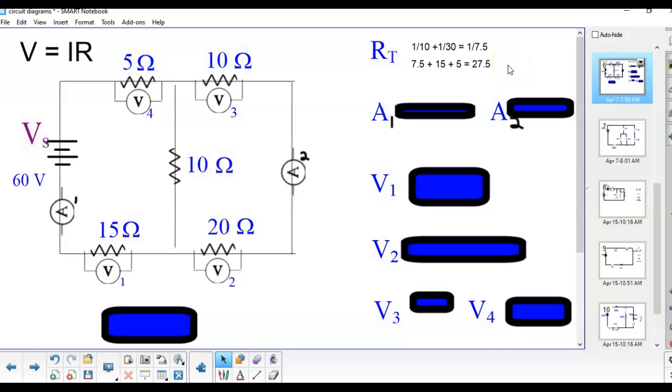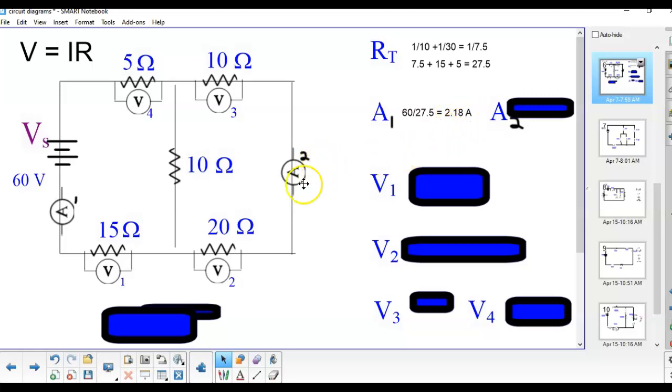Then you want to start picking off some of these different meters. Now remember, A stands for ammeter. In series, an ammeter, or the current, is the same in every place. So we're going to take this ammeter first. Current, as measured by ammeters, is voltage divided by resistance. We have a voltage source of 60 volts. We have a total resistance in the whole circuit, 27.5. That gives us 2.18 amps.